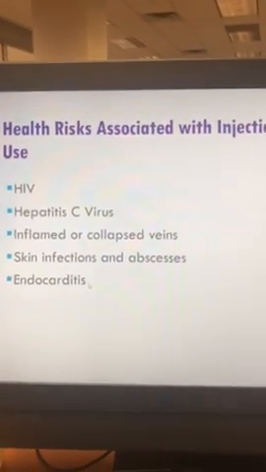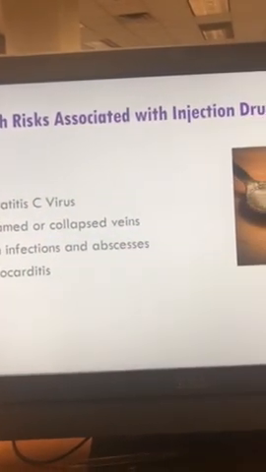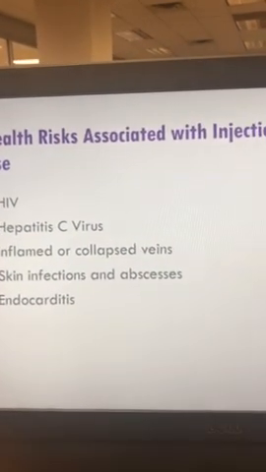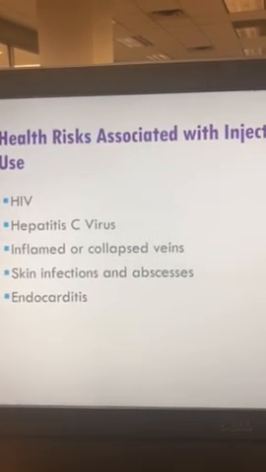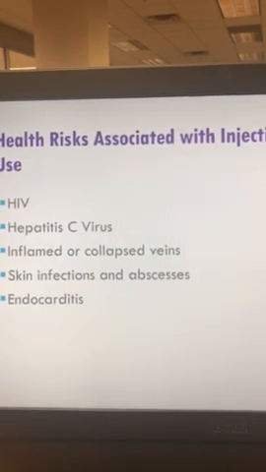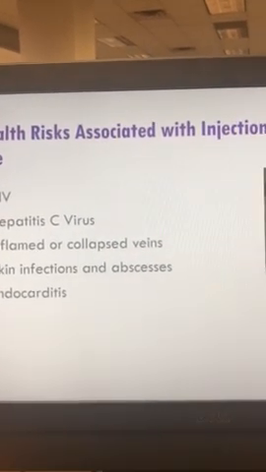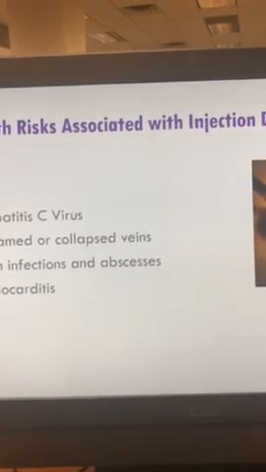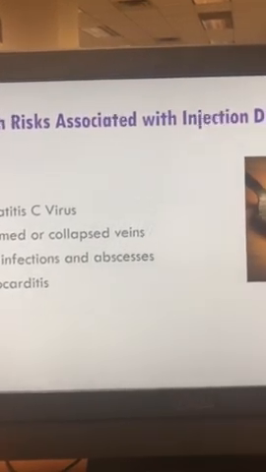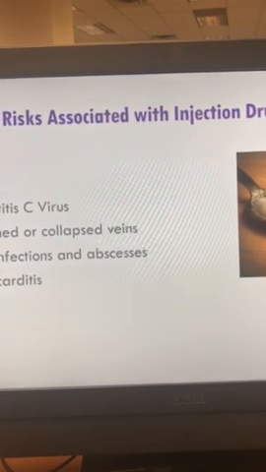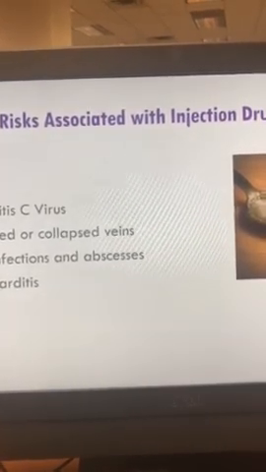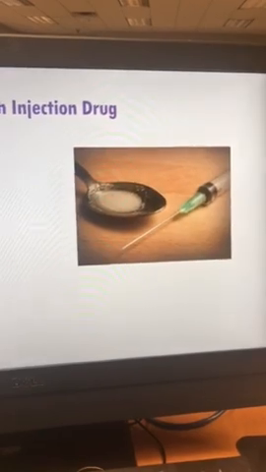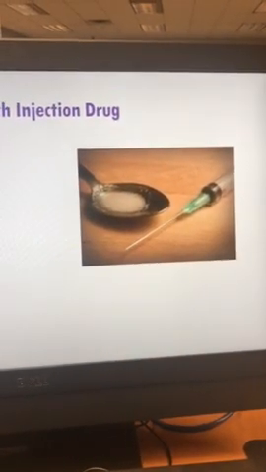Health risks associated with injection drug use are HIV, hepatitis C, inflamed or collapsed veins, skin infections and abscesses, and endocarditis. Hepatitis C is a virus of the liver, and 60% of the infections occur because of improper use when injecting the drugs, and it can introduce bacteria directly into the body. Impurities in the drug can also damage the veins and blood vessels, which leads to endocarditis, where the virus spreads to the bloodstream and damages areas of the heart. And this is a picture of heroin injected, broken down.